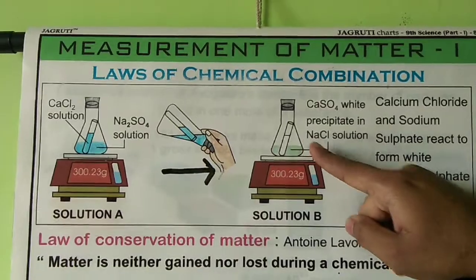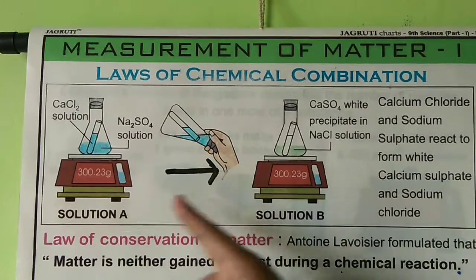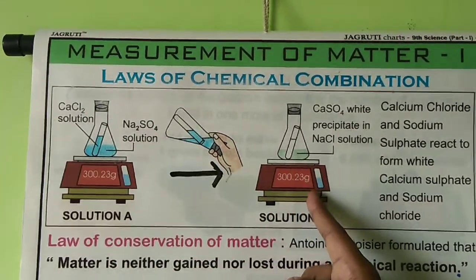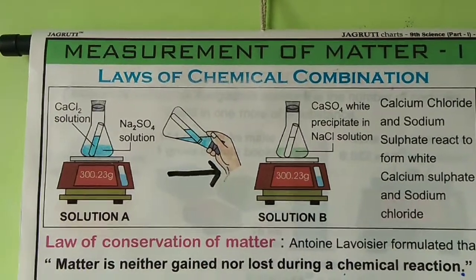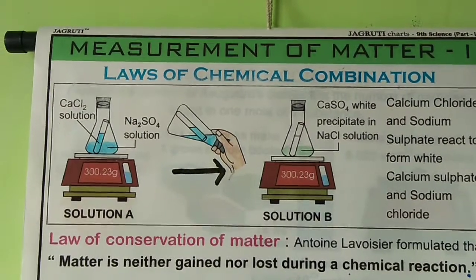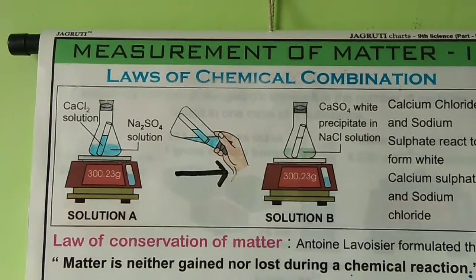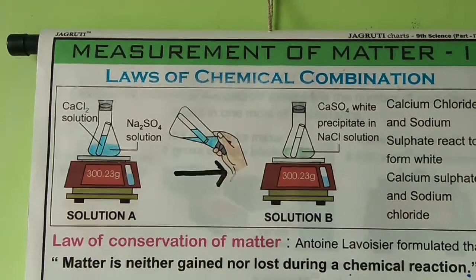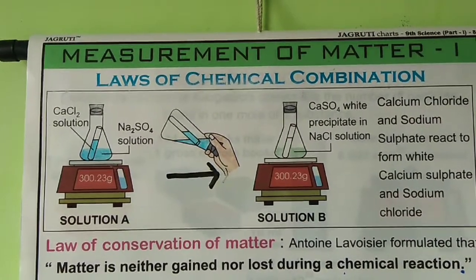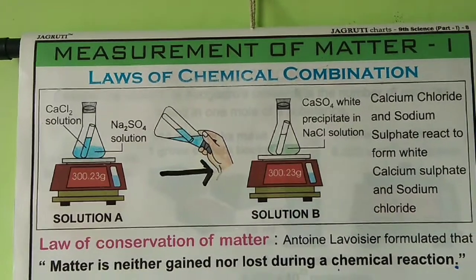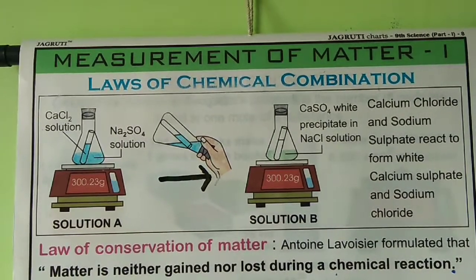Now after completion of the reaction, you again weigh the products. You can see the weight of the products is also similar to the reactants, that is 300.23 grams. New substances are formed but the weight is constant. So it means that during a chemical reaction or chemical change, the weight of the reactants and the weight of the products is constant. This is the law of conservation of matter, which means matter is neither gained nor lost during a chemical reaction. This law is given by the famous scientist Antoine Lavoisier. He is also known as the father of modern chemistry.